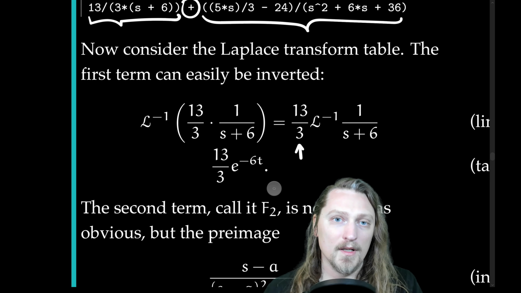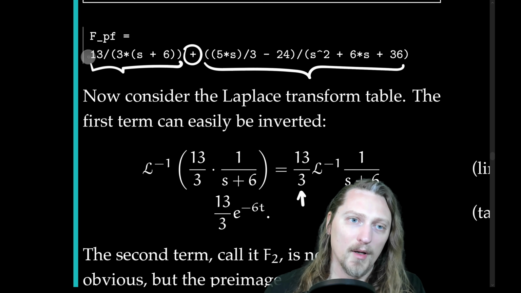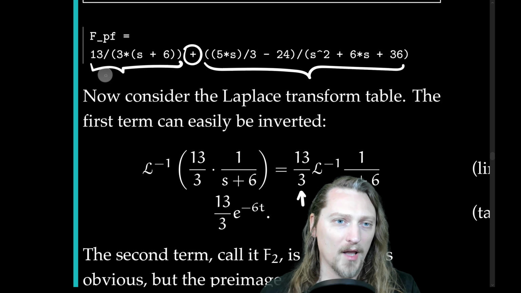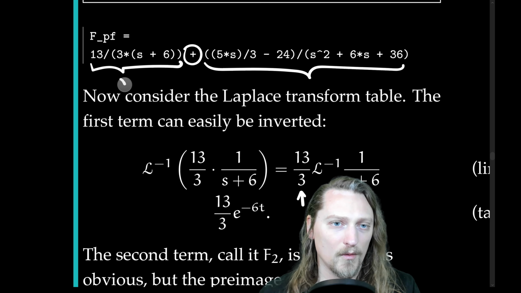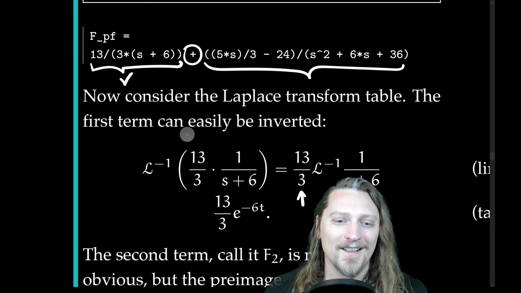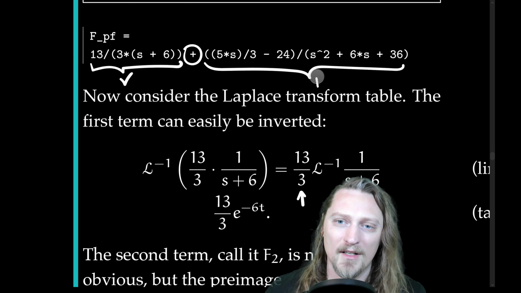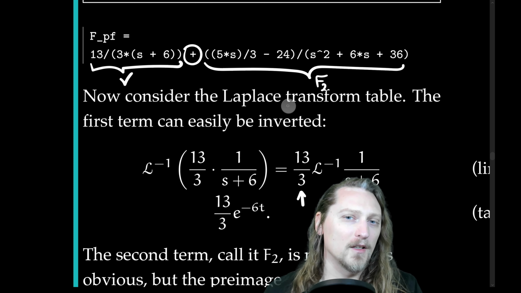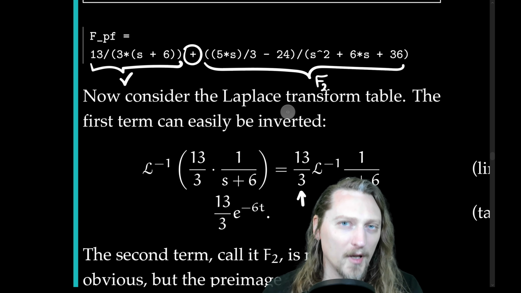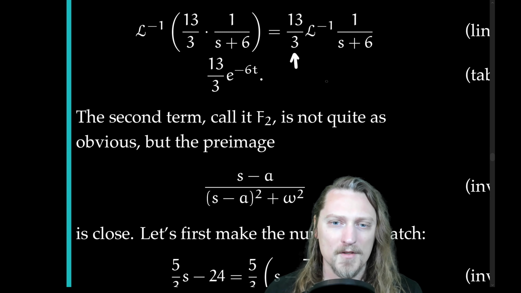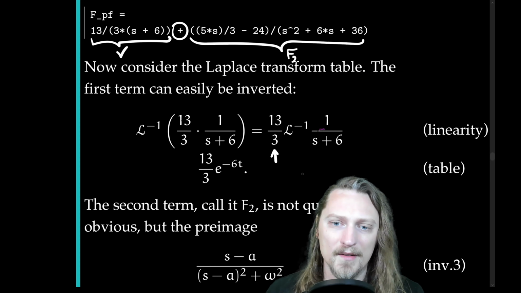So that term we could treat separately, because when we apply the inverse Laplace transform to this entire expression, linearity applies, and we can do this term first, as we've just done. Bam. Okay. Now we're going to call this second term f2, and we're going to take a look at this, see if we can do something similar. It's actually going to be a bit more complicated, just messy, not really complicated. Okay, so it's not quite as obvious.